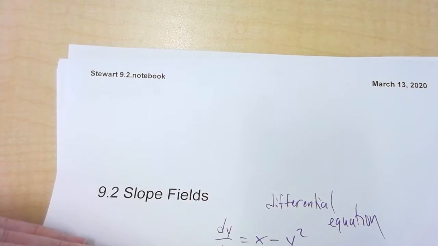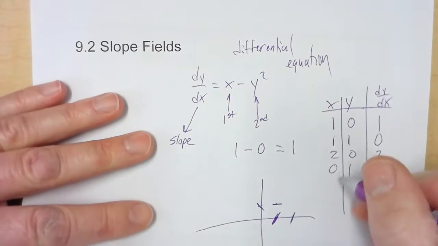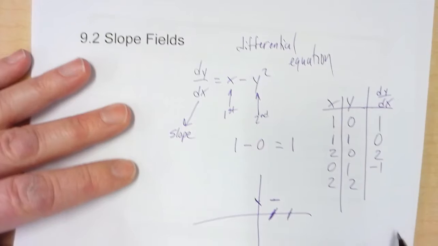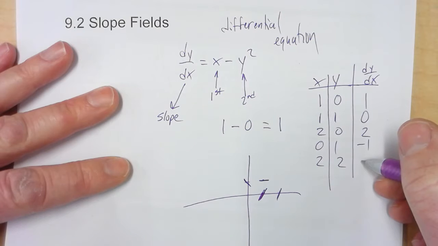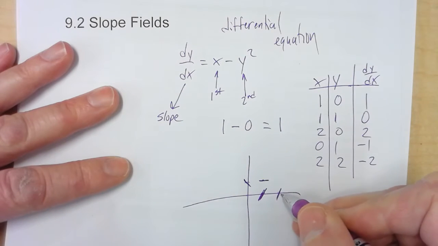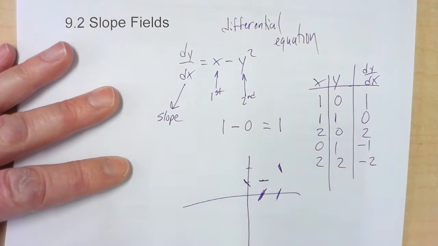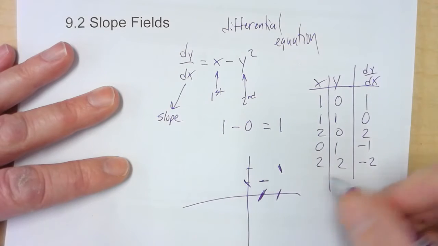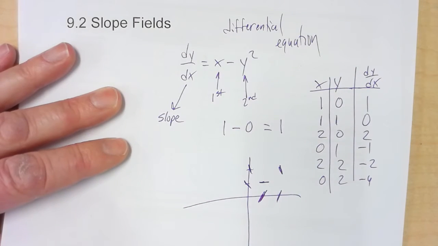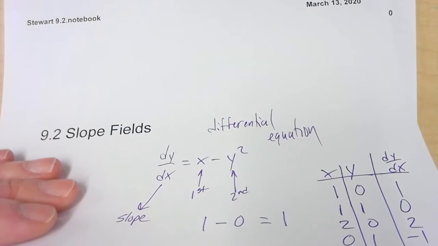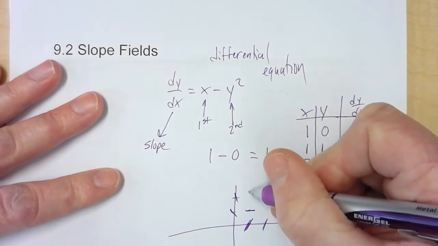All right, and then we can just kind of keep doing this forever. What about 2, 2? If I put in 2 and then 2 there, that would be 2 minus 4, which would be negative 2. So when I go to 2, 2, it's going to be a negative 2 slope. And what about 0, 2? 0, 2 would be a slope of negative 4, so it's going to be really steep there. So as you go up this way, it's going to get really steep because you're squaring that number. And what about 1, 2? 1, 2 would be negative 3, so it's going to be kind of negative up in here.